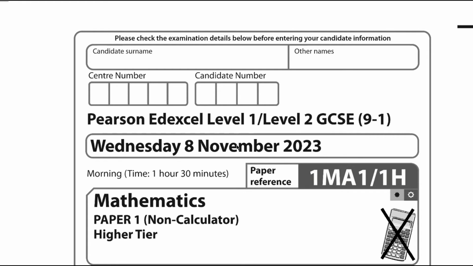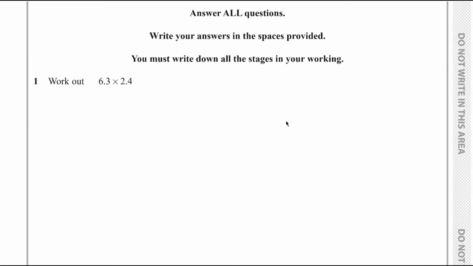This is the Edexcel GCSE 9 to 1 Maths Paper 1 from the November 2023 series, and this paper is a non-calculator paper. Question number 1. Work out 6.3 multiplied by 2.4.